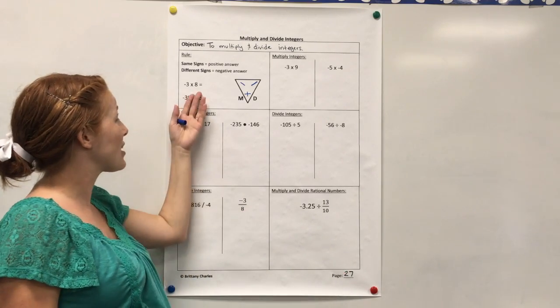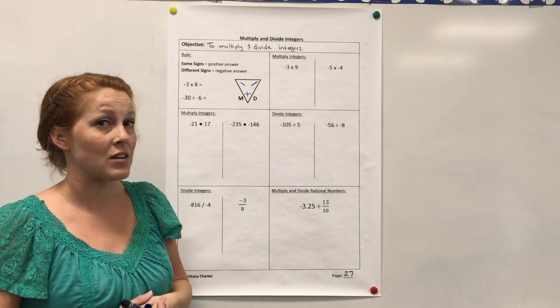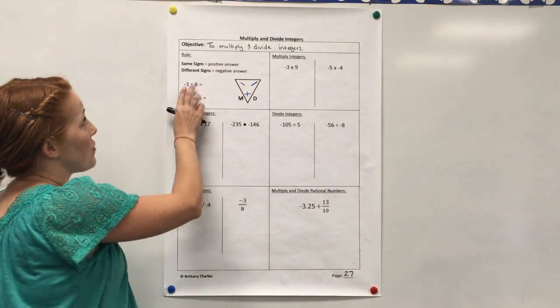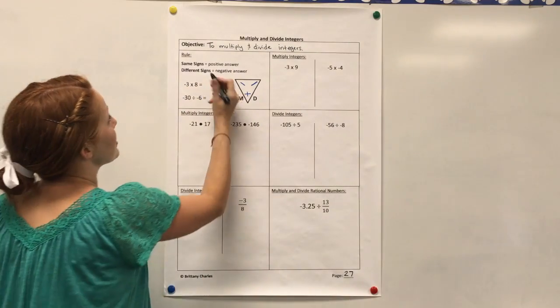The other part is really nice because it's just straight multiplying and dividing. You multiply and divide like normal, but then you can use mad face to remember if it's going to be a positive or negative answer. So first of all, I'm going to ignore the signs and just multiply 3 times 8. Well, 3 times 8 is 24.